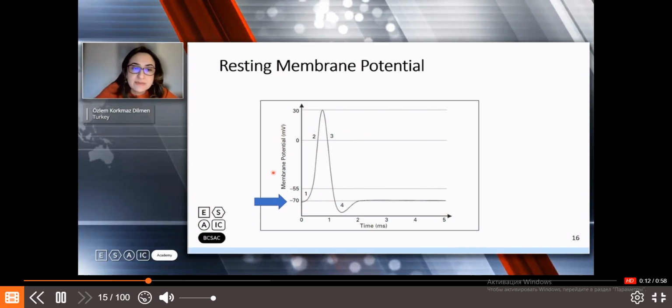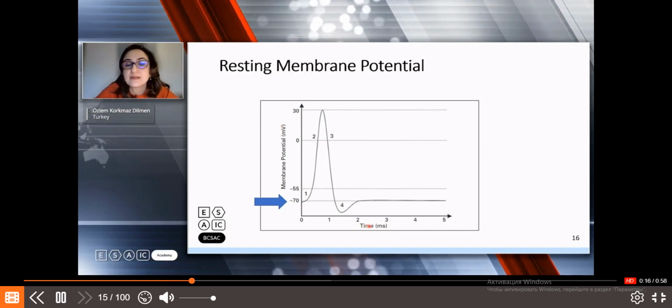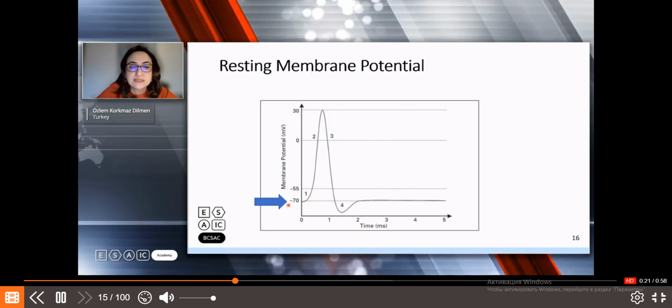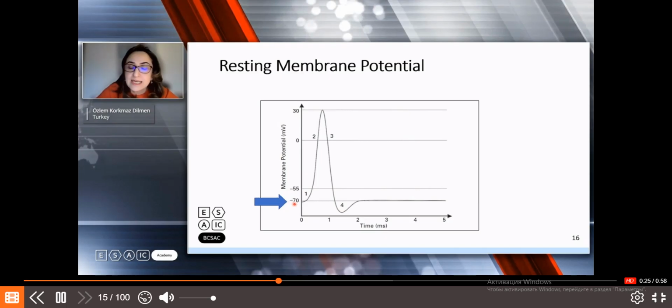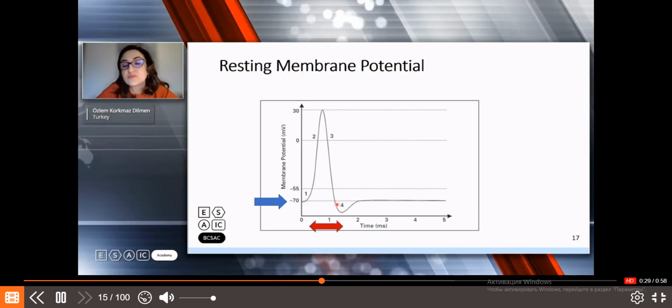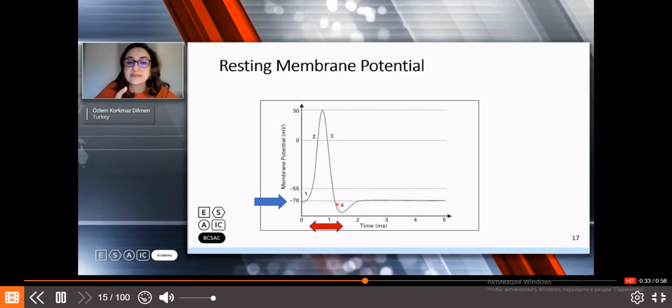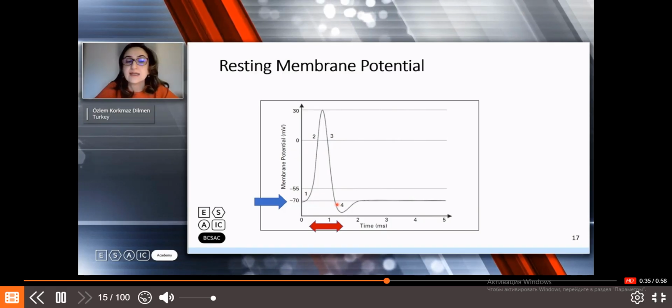As you see here, the membrane potential is on the y-axis and time is on the x-axis, and the normal resting membrane potential is minus 70 millivolts. As you see, the normal duration of the neural action potential is just 1 millisecond. This is very important regarding the ADA exams.